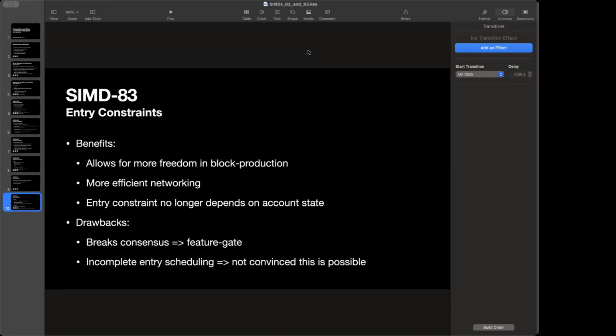Yep. I will work next week on rewriting some sections of the SIMD to be very explicit about what the new constraints are, for both inclusion in a block and for execution of a transaction. So I'm planning to do that. I just haven't done it quite yet. Yep, that's okay. I think it's going to take a while to figure these all out.